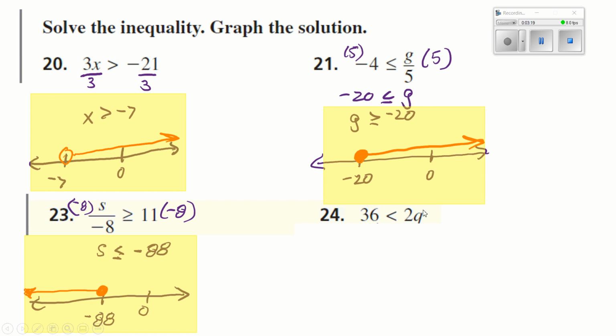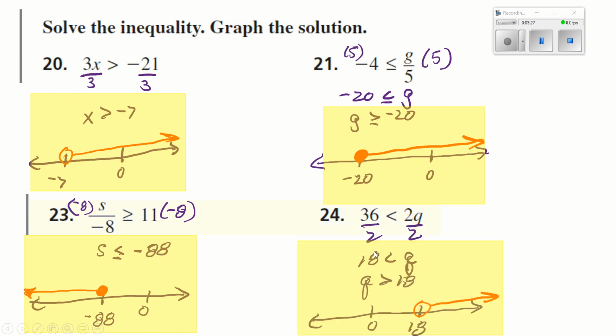Number 24 has 2 with q. That means I have to divide 2 away, whatever I divide from one side or the other. 36 divided by 2 is 18. I don't turn this symbol around because I did not multiply or divide by a negative number. But I do turn around when I'm putting my variable in front. So since I'm bringing q over here, I turn this around and bring 18 here. Q is bigger than 18, which means all the numbers that are bigger than 18, not to include 18. There is no line here.